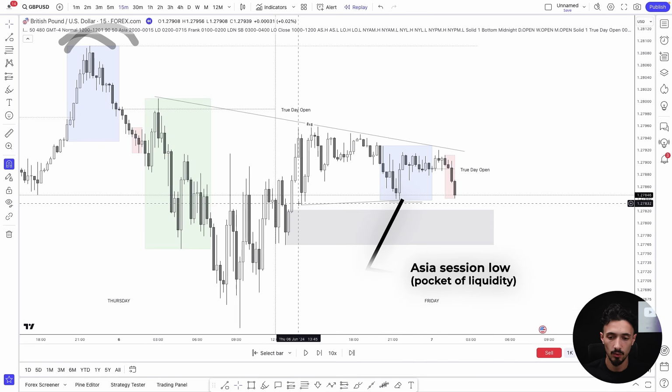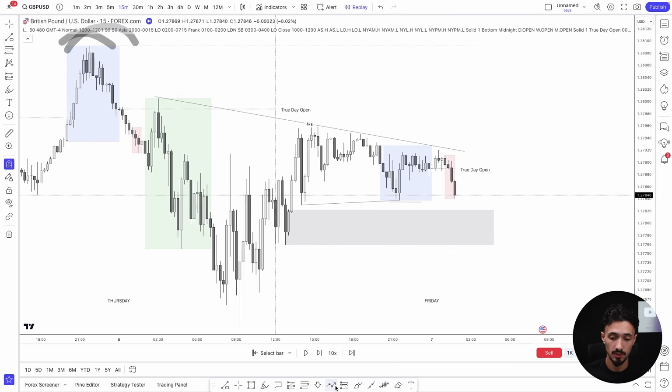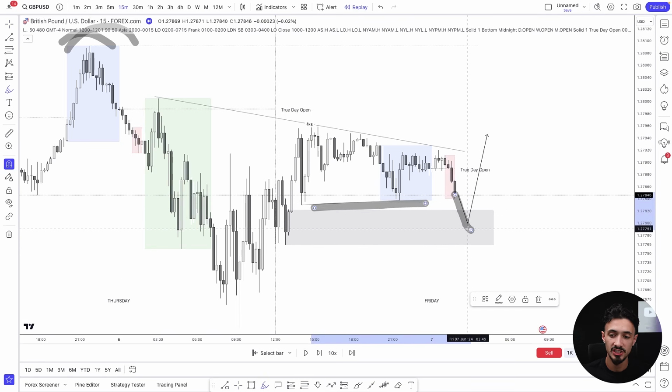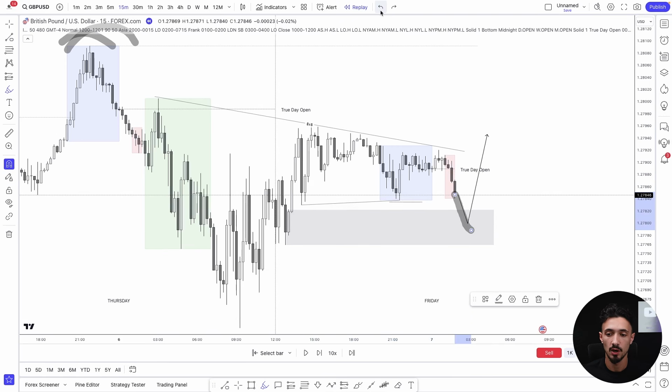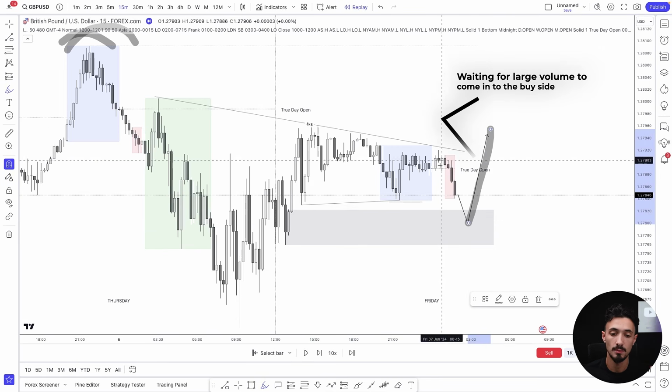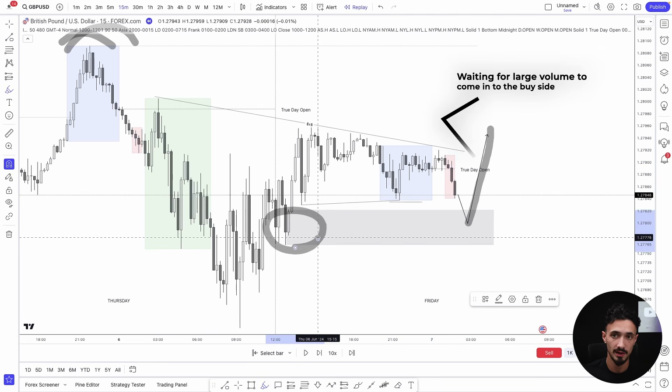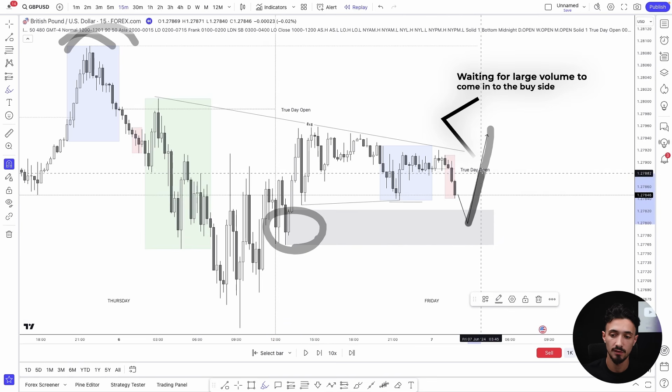So with that being said, I have all of my sell side liquidity set up. And so all I'm expecting is a manipulation, initiation, right? So the manipulation phase is step one, right? Manipulate into the sell side liquidity. Initiation is step two. Now I wait for a very large volume to come in for the buy side to confirm two things. Number one, to confirm my area is correct. Number two, to confirm that smart money are actively involved.